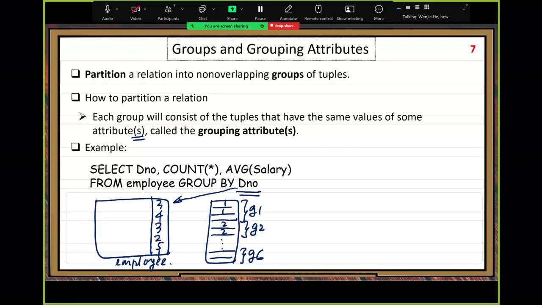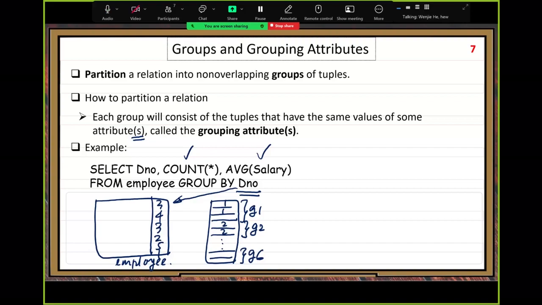Then for each group, that means for each department, you apply the count function and the average salary function. You count the number of employees in each department. Then you calculate the average salary for all the employees in each department.